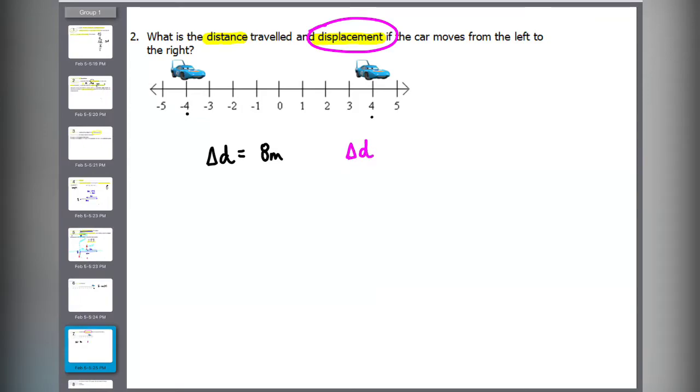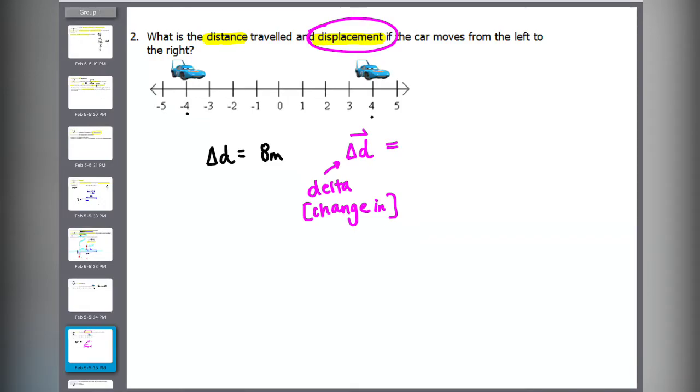Displacement is delta D with an arrow. I don't even want you to say triangle D. Get used to it. Delta is like a Greek alphabet. Say delta. Okay, that's how you say the little triangle. And what it means is the change in something. I'm changing position, so that's why it has a delta in it.